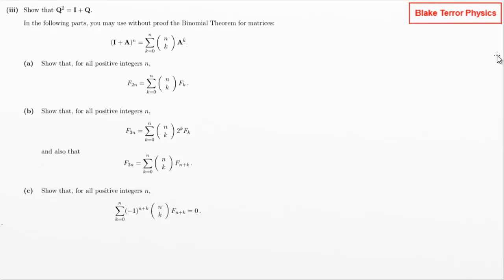Show that for all positive integers n, we've got that, and that's equal to 0. Right, so that is different to what we've had before. We don't have any of these F3n's, F2n's, things like that. So we've got a 0 there.